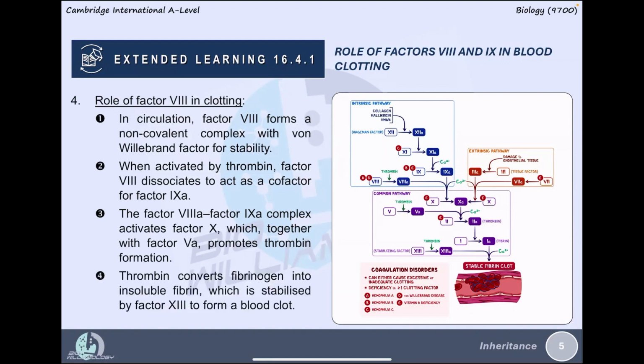And thrombin converts the fibrinogen into stable fibrin. This will form a stable fibrin clot, a mesh, so that there is no leakage of the red blood cells. However, the role of factor VIII and factor IX in blood clotting is not in the current syllabus.